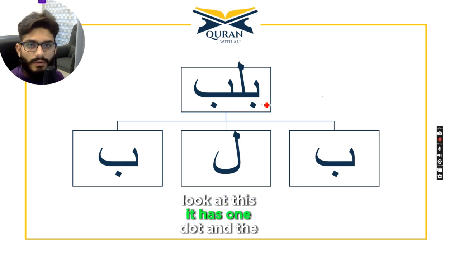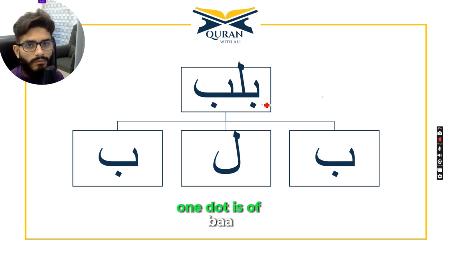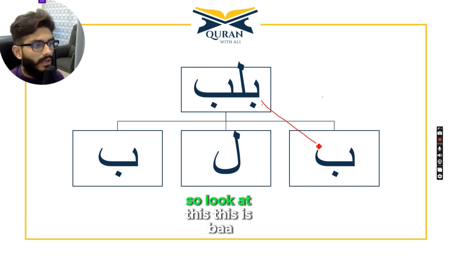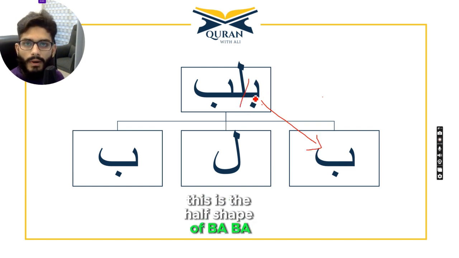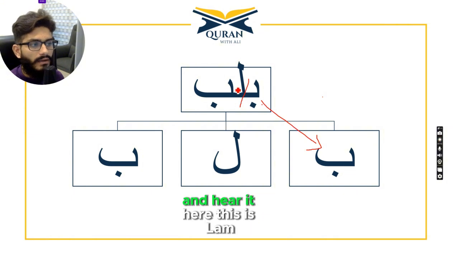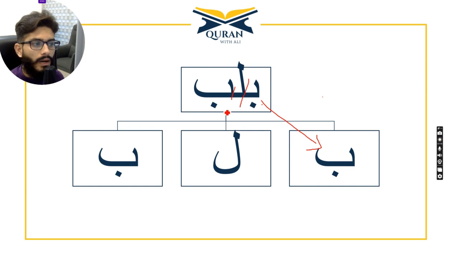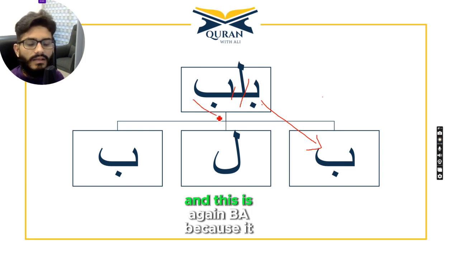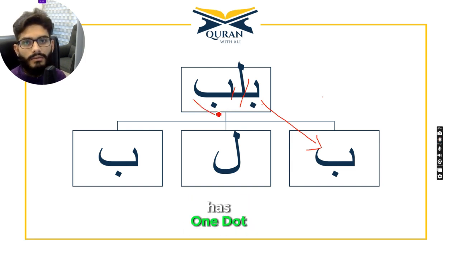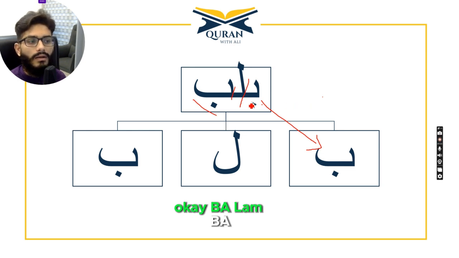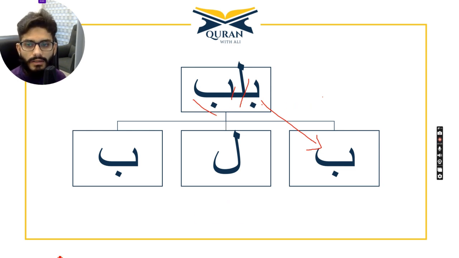Look at this. It has one dot, and the one dot is of ba. So look at this. This is ba. This is the half shape of ba. Ba, and here this is lam. Ba lam, and this is again ba because it has one dot. Okay, ba lam ba. Say ba lam ba.